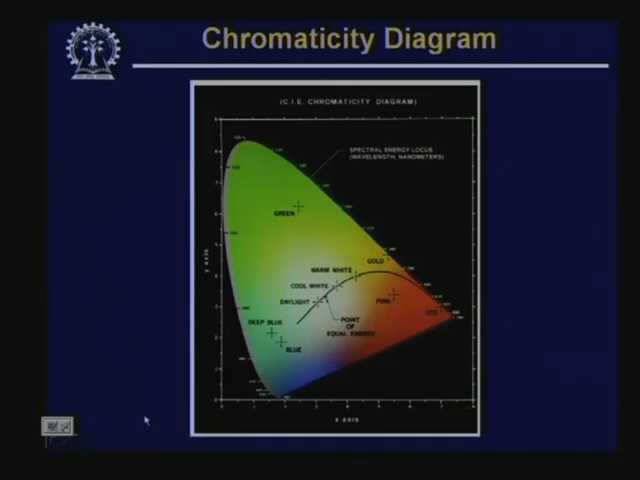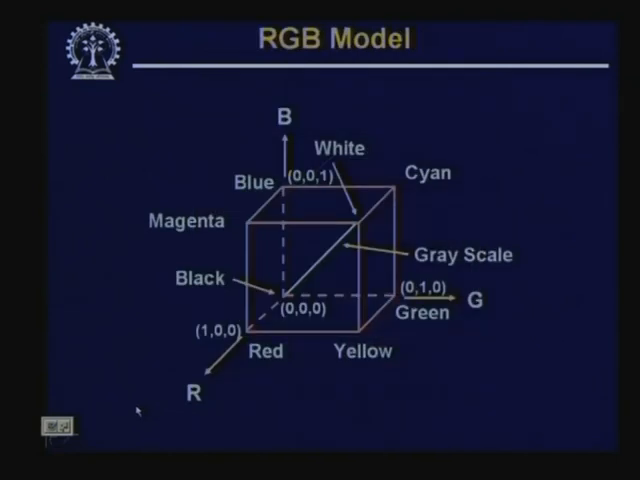Then we started our discussion on the color model, and we said that a color model is very useful to specify any particular color. We started our discussion on the RGB color model, and we discussed in our last class that the RGB color model is basically represented by a Cartesian coordinate system, where the three primary colors of light, that is red, green and blue, are represented along three Cartesian coordinate axes.